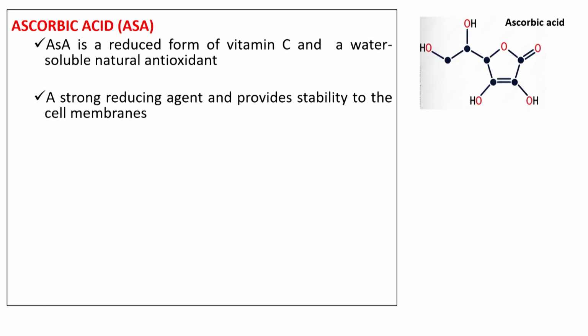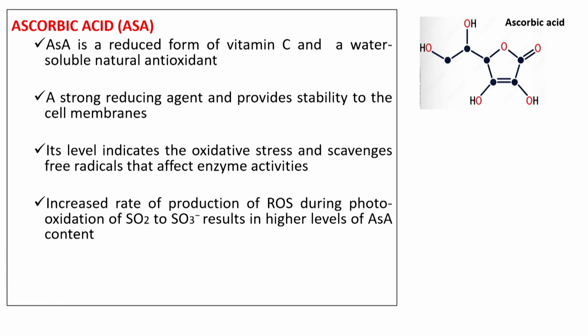So, we discussed ascorbic acid. You see here the composition is given: you have OH groups, and then you have an aldehyde, a ketone, and so on. You can see the structure here. So, what is ascorbic acid? Actually, it is the reduced form of vitamin C and a water soluble natural antioxidant.